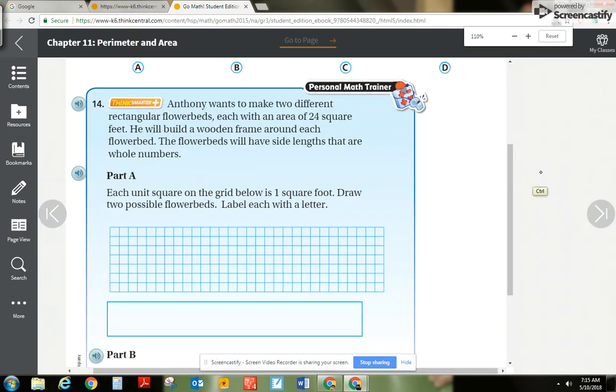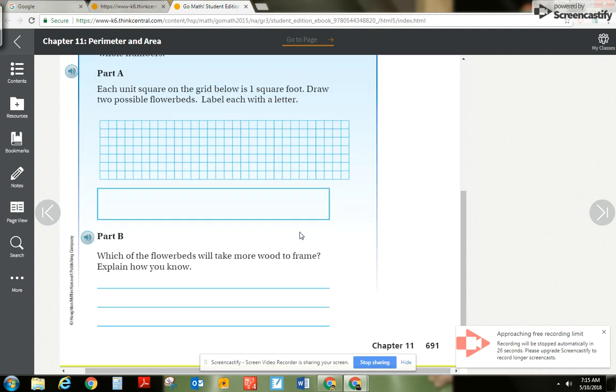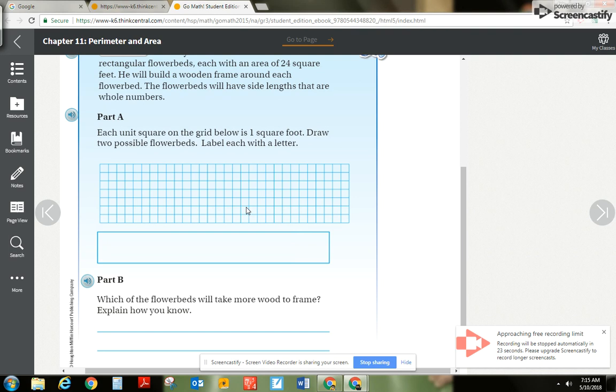Number 14. Number 14 is a tough one. Anthony wants to make 2 different rectangular flower beds, each with an area of 24 square feet. He will build a wooden frame around each flower bed. The flower beds will have side lengths that are whole numbers. We're going to come back to number 14 because this is a problem that will take some explaining.